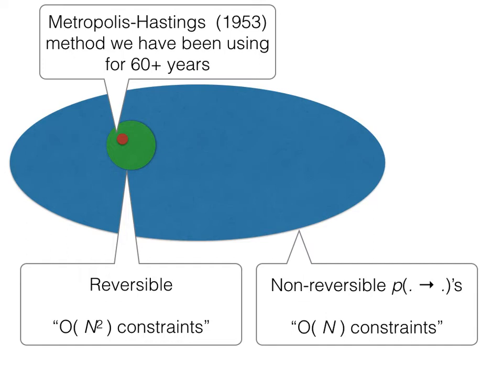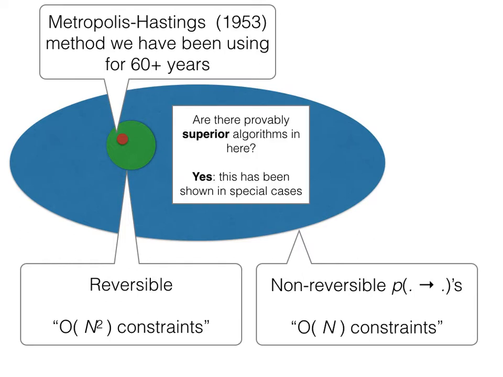class of algorithms. For example, in discrete state space, you can think about reversibility as imposing n squared equations or constraints, whereas non-reversibility only has order n constraints. This is just some intuition, but it leads to the natural question of whether there are probably superior algorithms in this set of non-reversible algorithms. And the answer is yes.